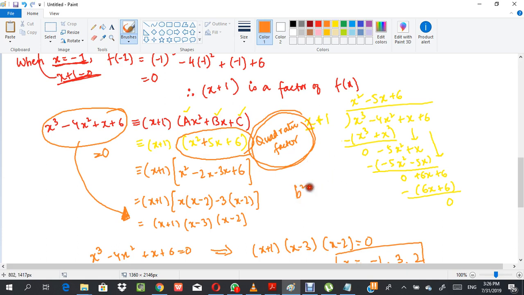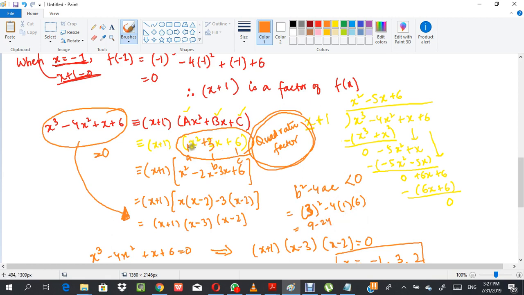Let's see. We can try b squared minus 4ac. So this becomes 5 squared minus 4 times 1 times 6. Alright, it's working out actually. Let's say I have plus 3x squared here. Now we know that if b squared minus 4ac is less than 0, a quadratic equation cannot be solved. Here the coefficient of x squared is a, this is b, and this is c. So here we can see that we have 9 minus 24, which is obviously a negative number.